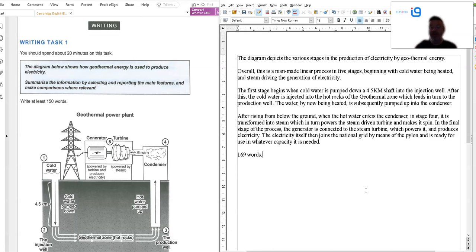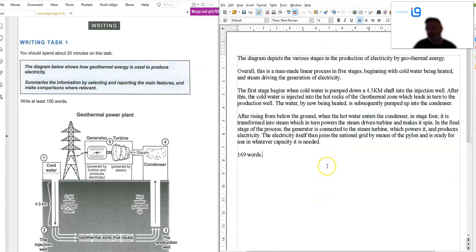So there's a clear this leads to this, leads to this, leads to this, etc. So first stage begins when cold water is pumped down. After this, by now being heated, and so on. So as I say, I split this up because I thought, right, you can put it into a single paragraph, but it doesn't look particularly good. So what happens below ground? What happens above ground? So you've got introduction. You could join the overview in the introduction because the introduction is only a single sentence. Okay, doesn't matter. But then, what happens below? What happens above? 169 words.